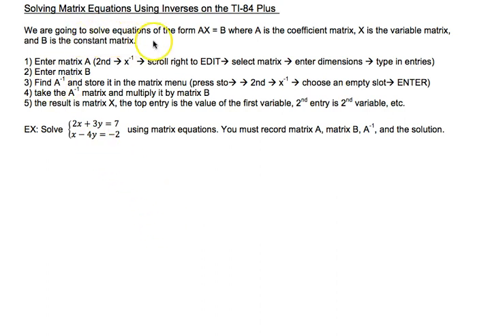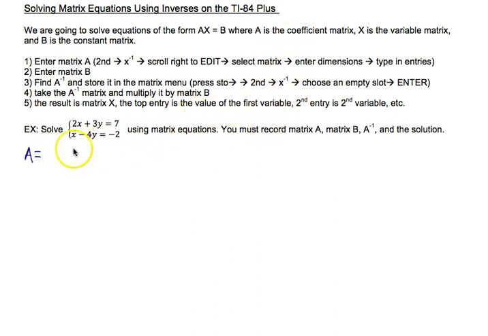So it says we're going to solve equations of the form AX equals B, where A is the coefficient matrix, X is the variable matrix, and B is the constant matrix. So I'm going to show you what that means. Notice that in the directions for my example, it says you must record matrix A, matrix B, A inverse, and the solution.